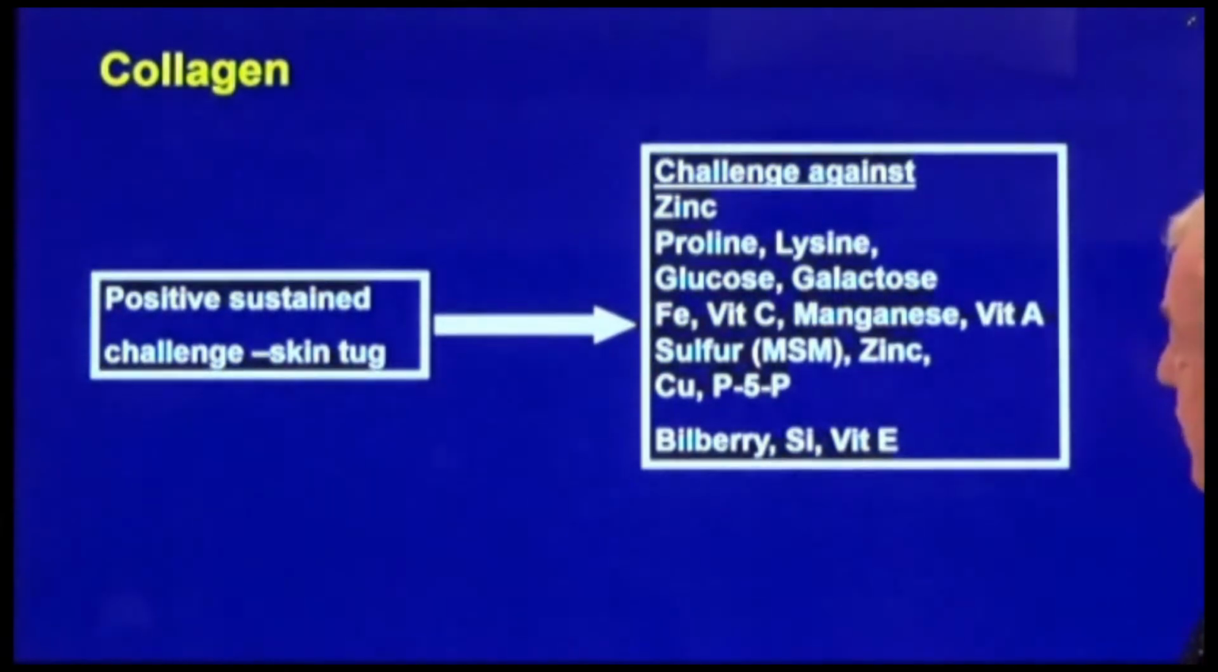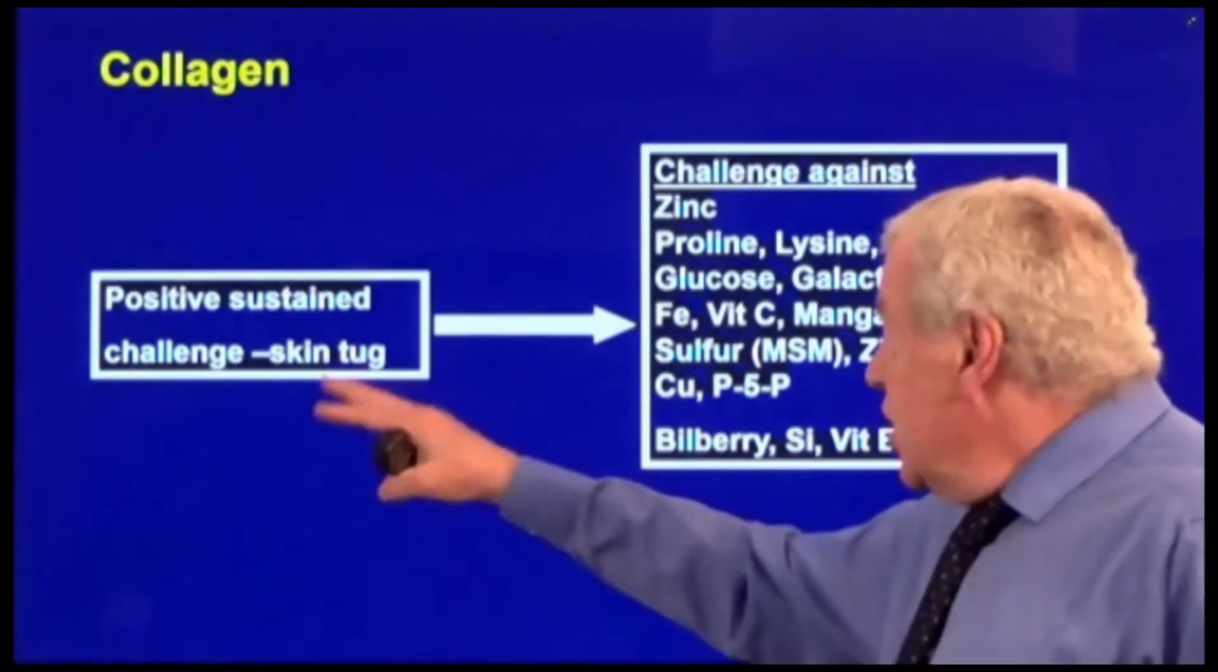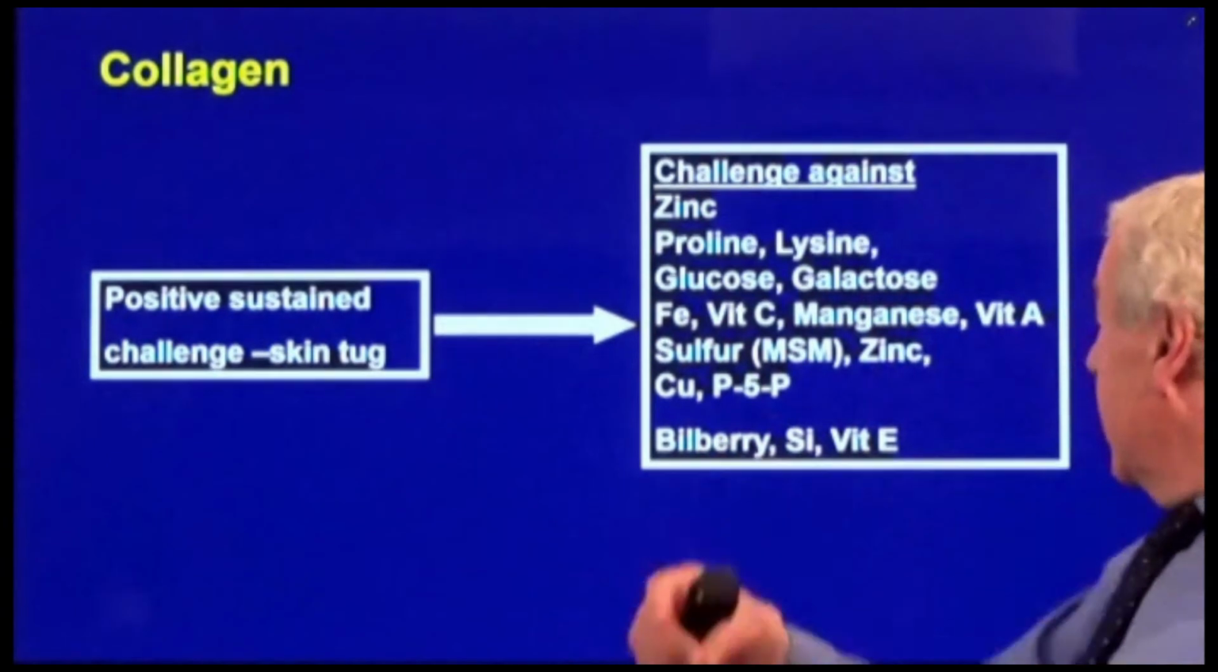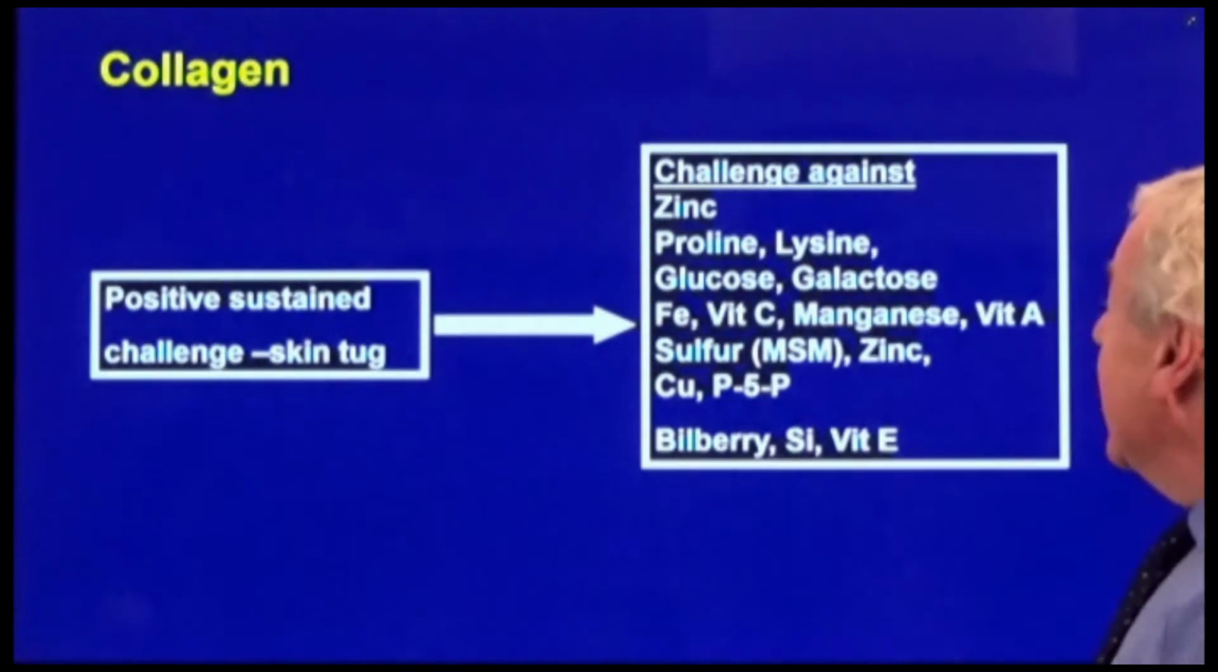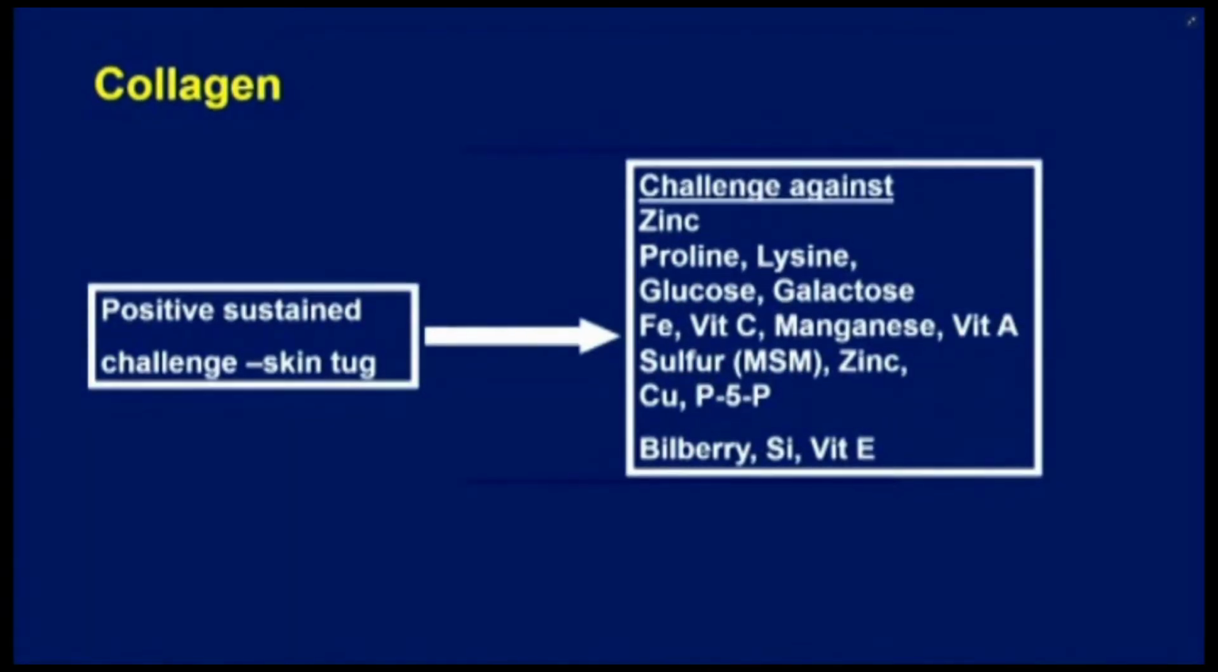So to test for collagen, as we'll see in a minute, we do a positive sustained challenge or skin tug test, which is what I'll demonstrate in a minute. And when you hold that skin, which has 3 different types of collagen in it, this is the same collagen that's in joints, muscles, and soft tissues. We challenge against zinc, proline, lysine, glucose, galactose, iron, vitamin C, manganese, vitamin A, sulfur, maybe as MSM, zinc, copper, pyridoxal 5-phosphate, the active coenzyme B6, bilberry extract, silicon, and vitamin E. These are all the cofactors which are necessary to build precursors and cofactors to build collagen.